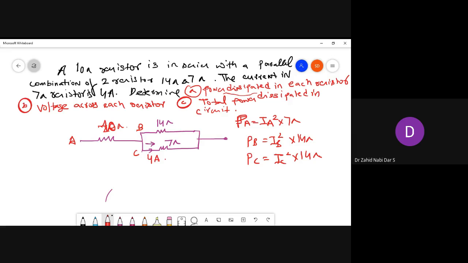So this is 10 ohm, 14 ohm, 7 ohm. You have read the problem, so can you go ahead? Can you use some rules that I have taught you?